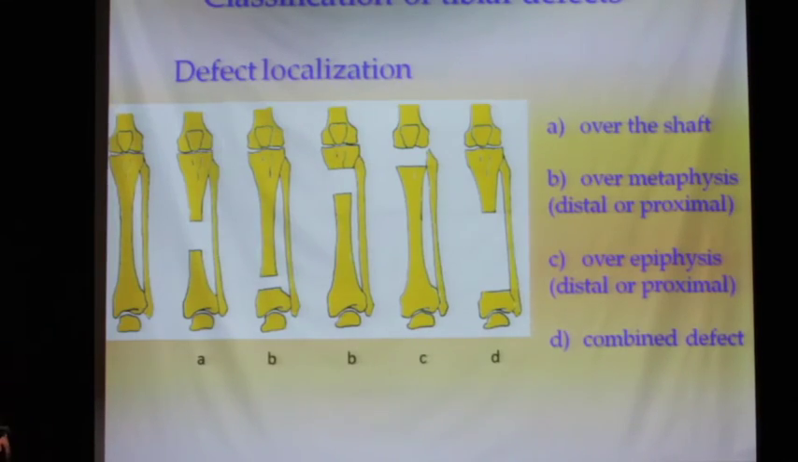Now I am going to tibia non-union. When you are dealing with tibia non-union, you have to see over the shaft how much the gap is. The gap may be over the metaphysis, over the proximal metaphysis, or there may be a combined epiphysis and shaft defect. So you have to find out where the gap is.